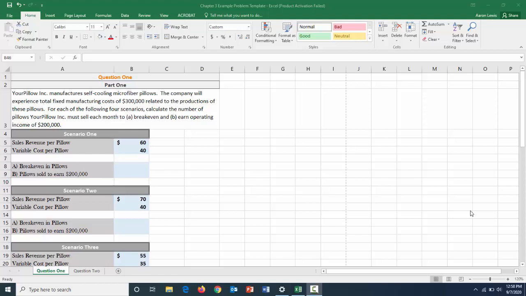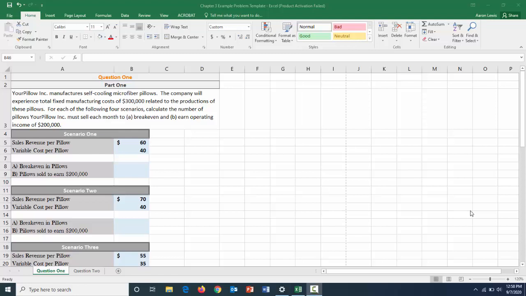We need to figure out what our break-even in units is, given a different revenue and variable costs under 4 different scenarios. We also need to figure out what our desired sales quantity is to sell in order to make enough to have an operating income of $200,000 related to the sale of these pillows.